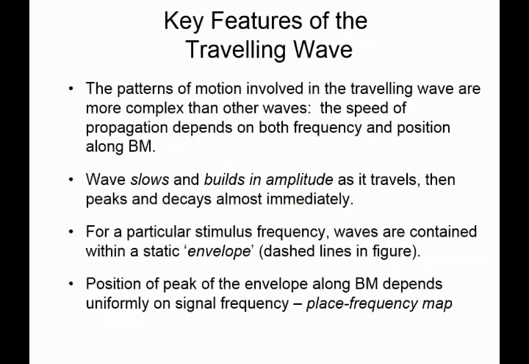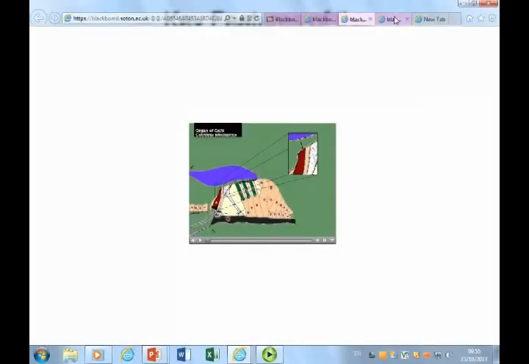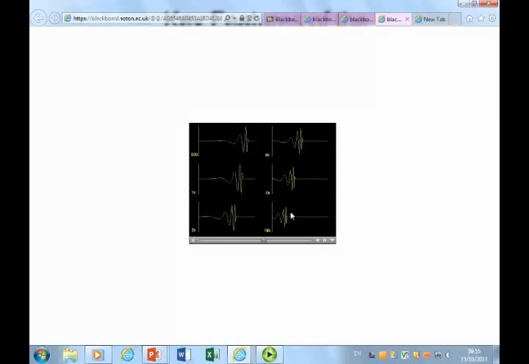This traveling wave was discovered quite a while ago and is believed to be responsible for most of the features of how we understand hearing. The patterns of motion involved in the traveling waves are quite complex, more complex than another wave. It's not just a wave that travels like through air in this room. If I talk here, there's a very linear relationship: what I say here comes into your ears as pretty much the same wave. The wave on the basilar membrane depends on a number of things, specifically the width and the thickness of the basilar membrane.